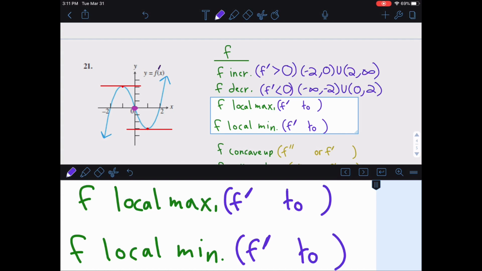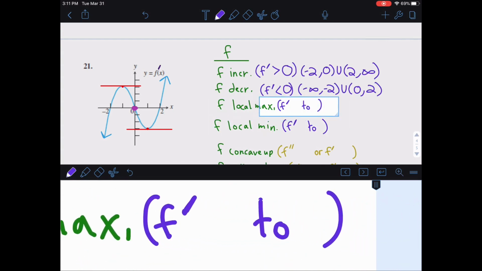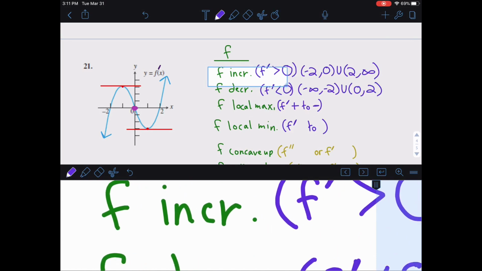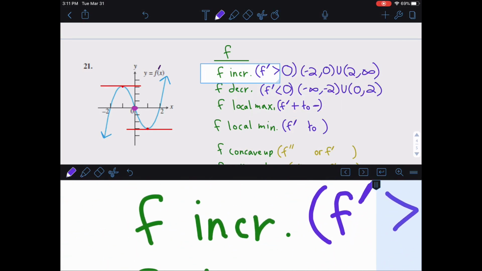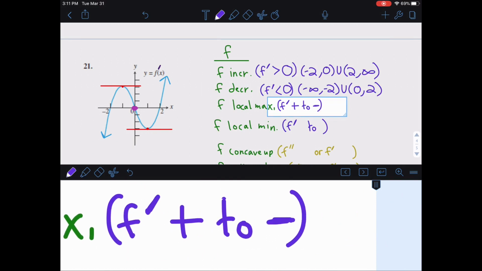So what does it mean for f to have a local max? Well, think about that table you make when you do the first derivative test. We look and see, where does f prime go from positive to negative values? That means where f is going to go from increasing to decreasing. That's how we make a peak, and that's going to give us a local max for f.